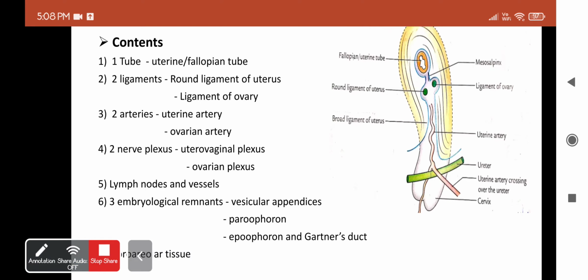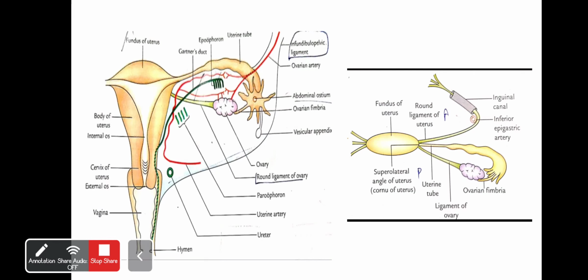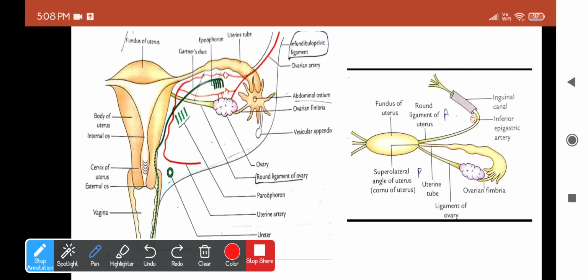You can better appreciate these embryological remnants in this diagram. As you see, this is the epiophoron and its duct called the Gartner's duct. This element is the paraoophoron and this is the vesicular appendices. These are nothing but the embryological remnants which are still remaining within the broad ligaments.